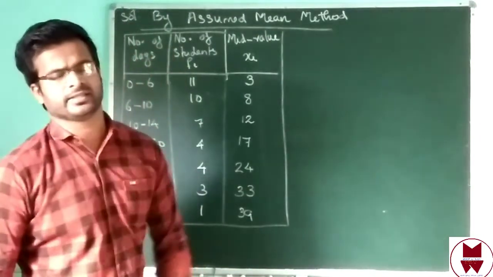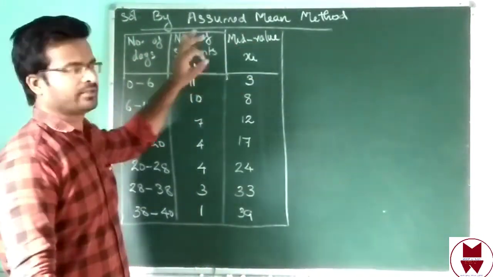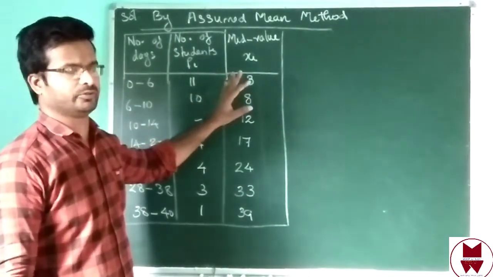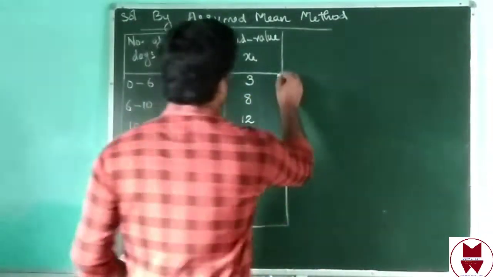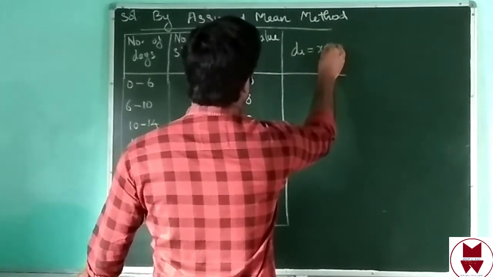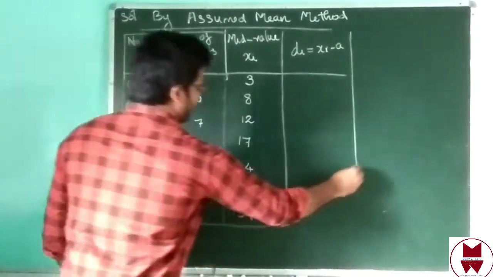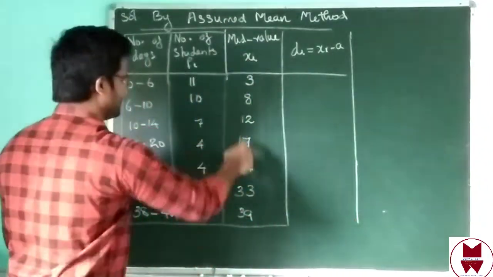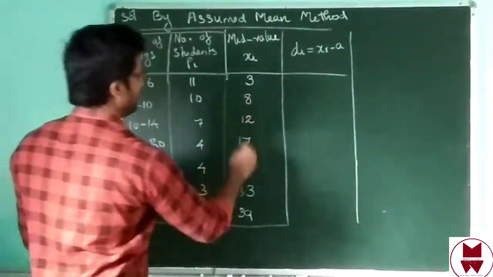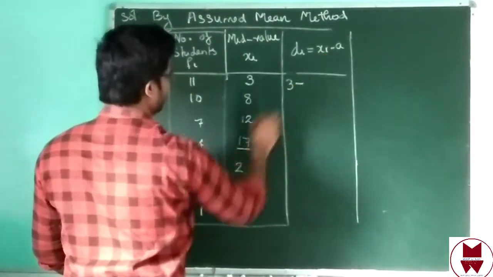Then if you are using any method, any of the 3 methods, these 3 columns are compulsory. Always you have to do them. Then the remaining part only is different. First we can write di. Di means xi minus a. You can choose any number as a. I am going to choose 17. So a is 17.